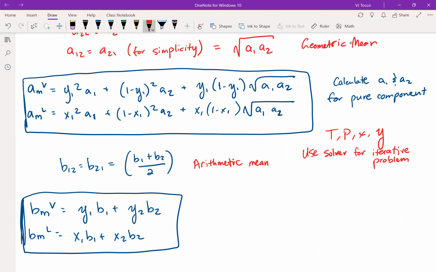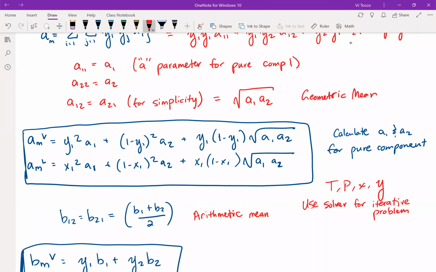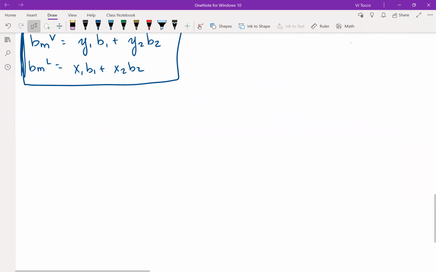Now, I mentioned in the last video that when we're calculating what A21 and A12 are, we oftentimes say that they're equal to each other for simplicity, and we say that that is equal to the square root of A1 A2. And I mentioned that that is not the most accurate thing, but it happens to be one of the easiest things that works reasonably well. And to kick off this video, I'm going to start with a way that you could increase the accuracy, and this involves fitting an experimental parameter to this cross term. We call this the binary interaction parameter.